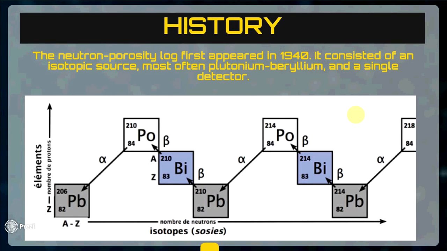Now I talk about the history of the neutron log. The neutron porosity log first appeared in 1940. It consisted of an isotopic source, most often plutonium-beryllium, and a single detector. Many variations were produced exploiting both thermal and epithermal neutrons. The now standard compensated neutron porosity logging, shortened CNL, in common use since the 1970s, is still a very simple tool.